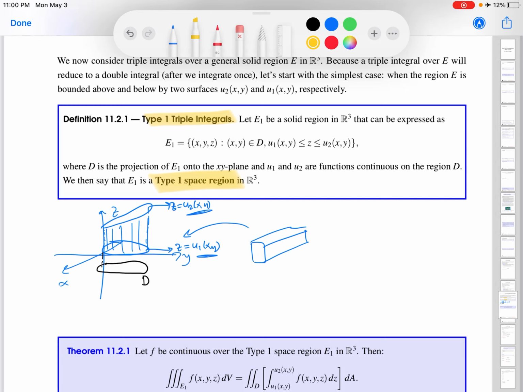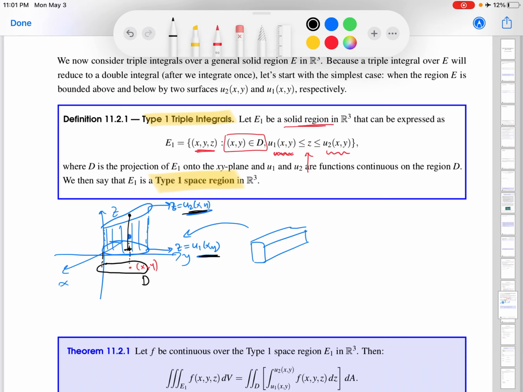So let's see what this definition says. Let E1 be a solid region in R3 that can be expressed as the set of points in space such that x and y are in D. Every point in here is an (x, y) point. And when I look at the z value corresponding to that point (x, y), it has to be somewhere between u1 of x, y and u2 of x, y. So if I look up here, whatever this z value is, it is somewhere in my solid between this point, the u1 of x, y lower boundary for my solid, and this point up here, the u2 of x, y upper boundary for my solid.